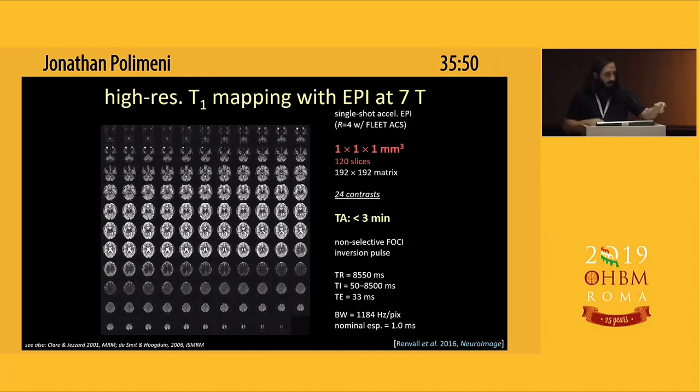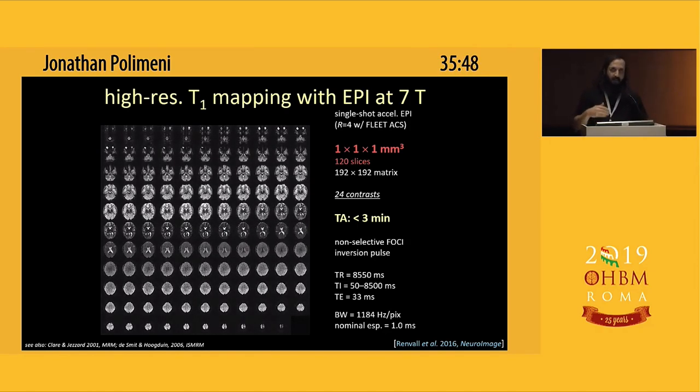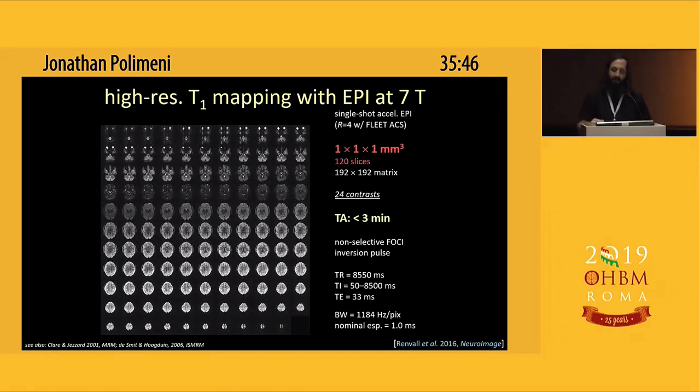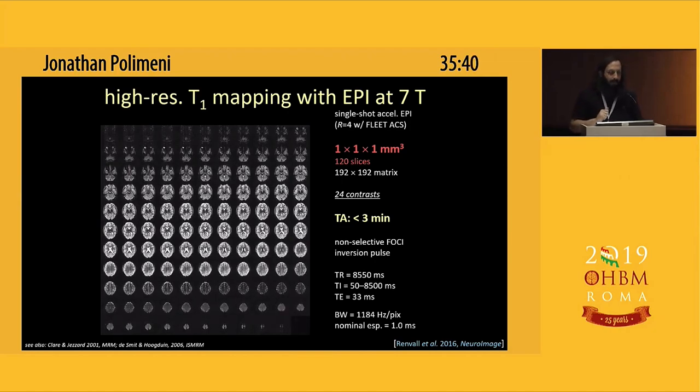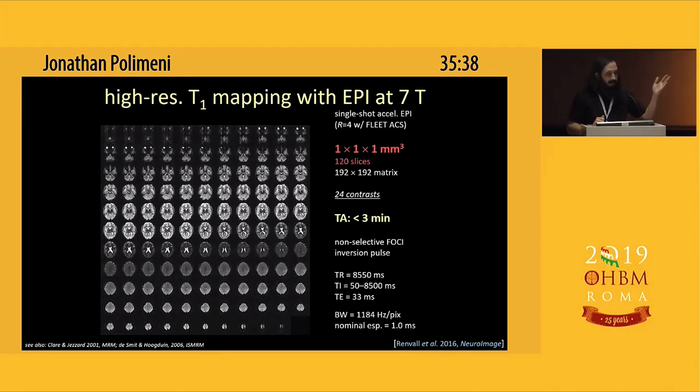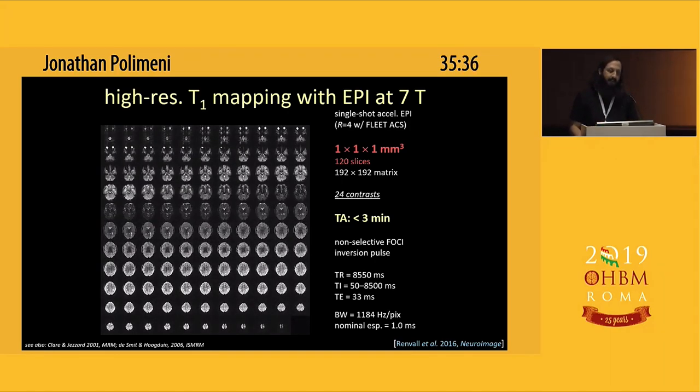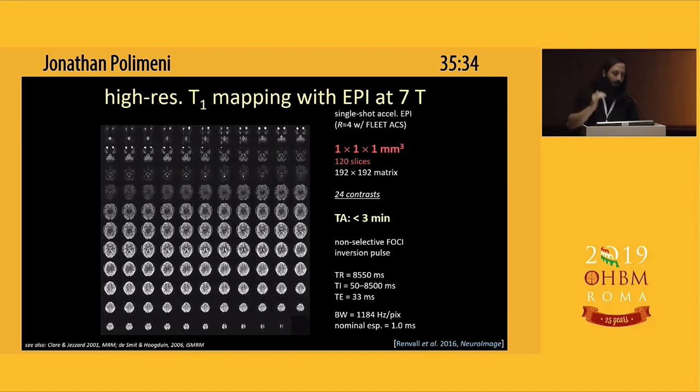So as we heard this morning, there's been a lot of advances towards improving the quality of our EPI data, mostly for fMRI. And so we're asking, is it possible that EPI has sufficient quality to be used for anatomical imaging as well? So here's an example of some of our high-resolution T1 mapping with an EPI readout at 7 Tesla. This is a 1 millimeter isotropic whole brain acquisition.